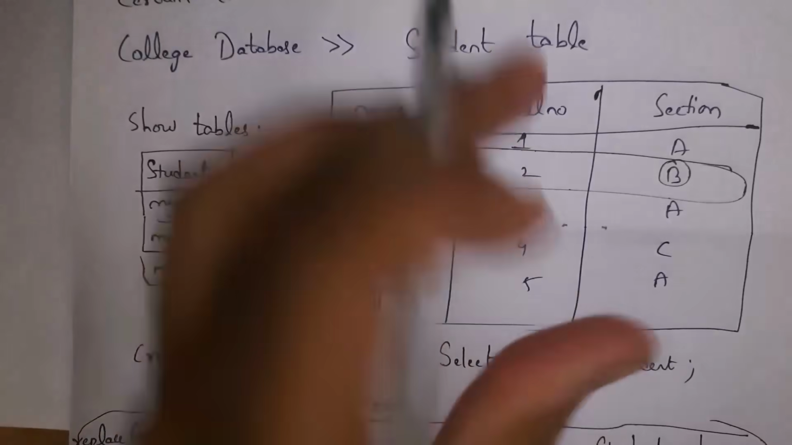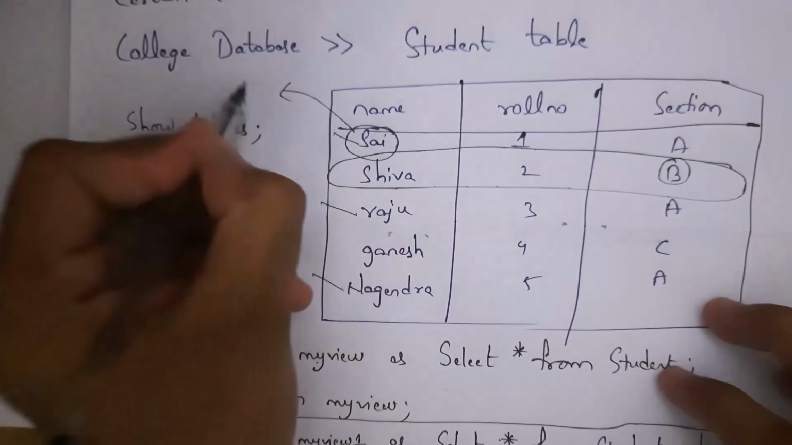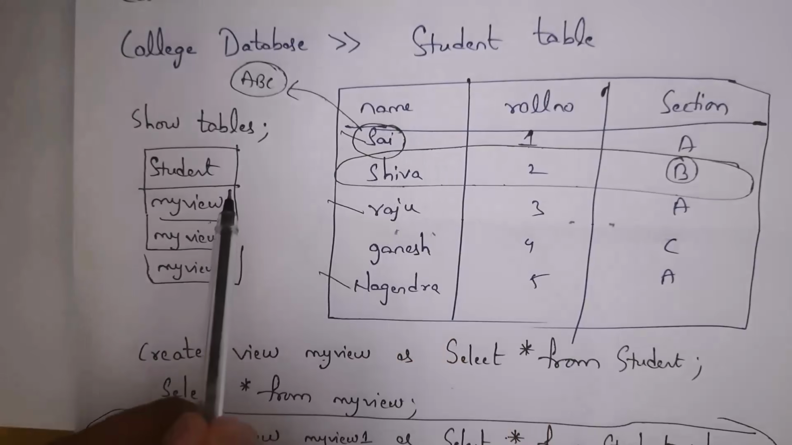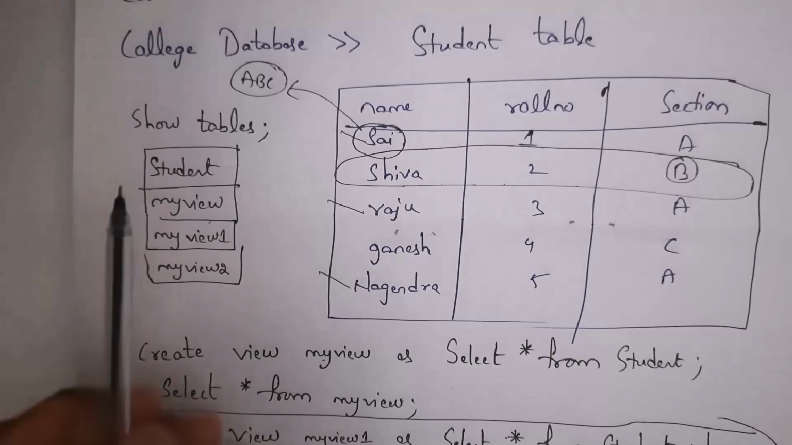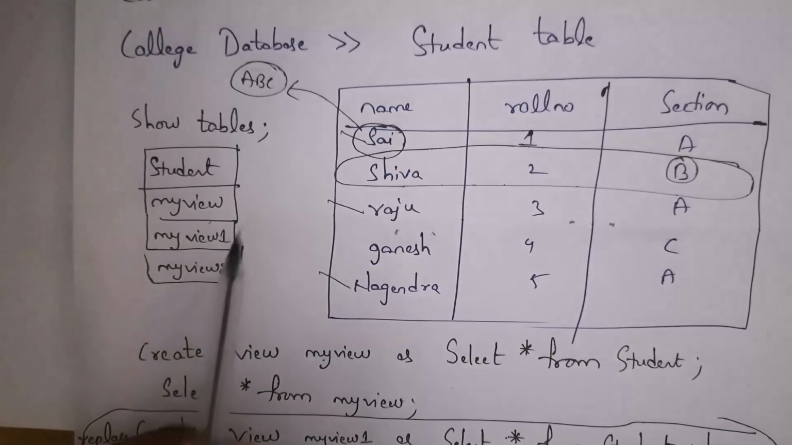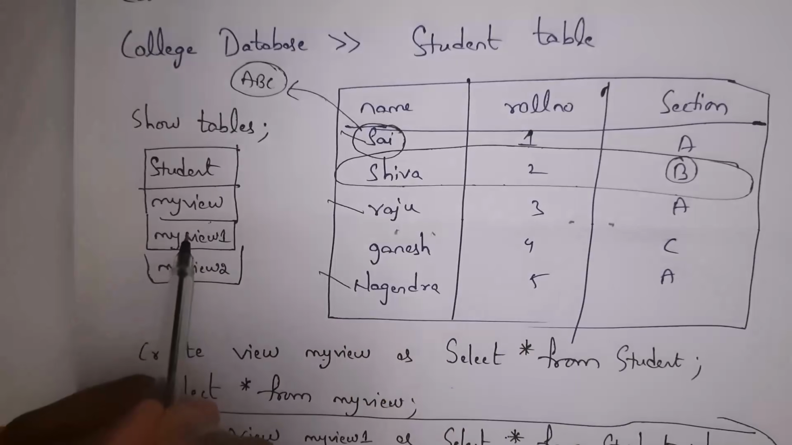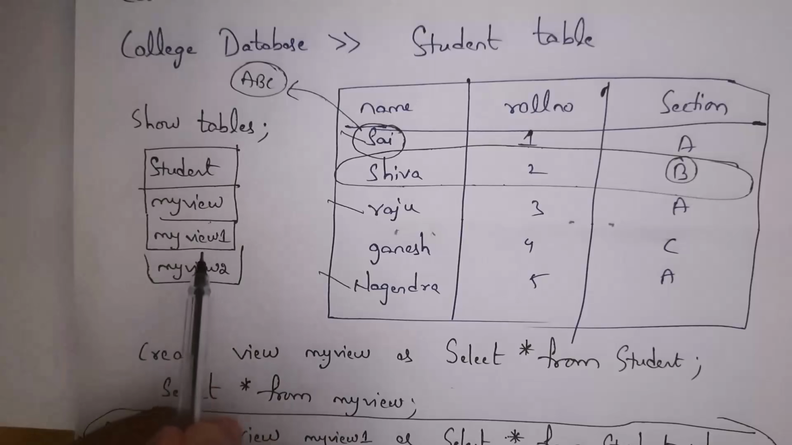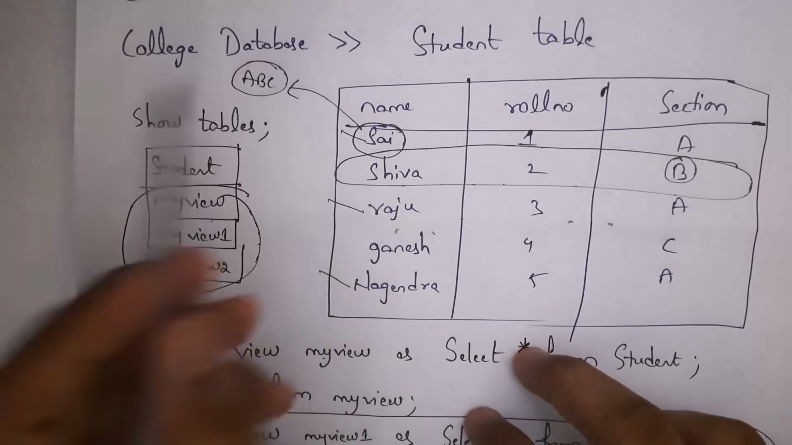Guys, for example, if you consider student table, in this student table, I change a name Sai to name ABC. Whatever the changes that you made to this main table, automatically these changes are reflected to all these views, because we created these three views by using the student table. So if you change any data in student table, automatically these changes are updated in all these views. So in all these three views, it will update name Sai to name ABC.